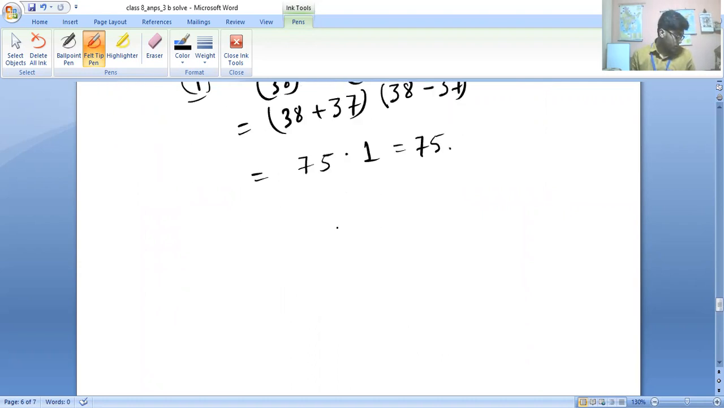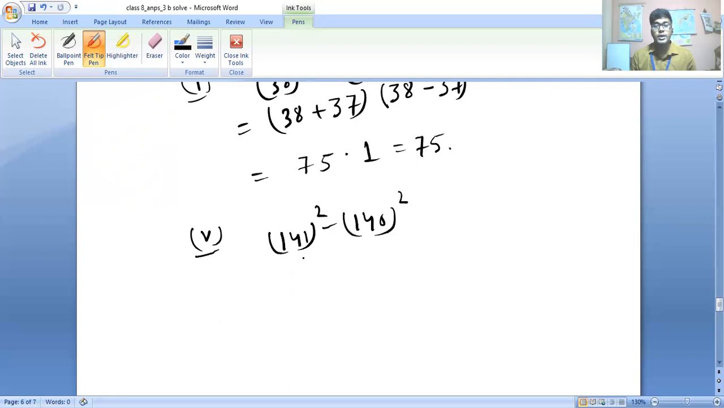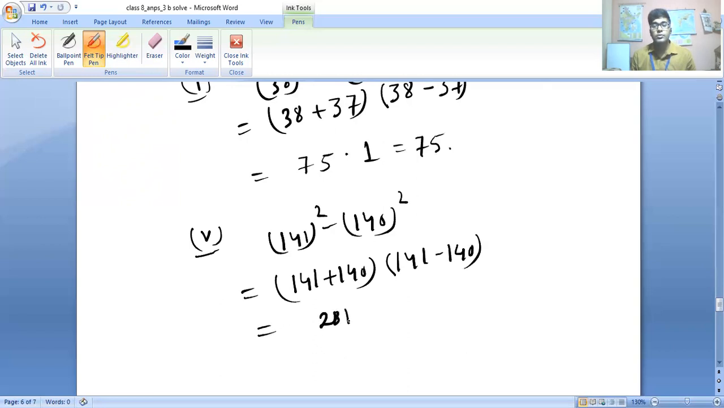Let us continue. Do question number 5 then. So 141 whole square minus 140 whole square. Again, same thing, a square minus b square. So a plus b whole into a minus b. So this is 281 into 1. So it's 280.